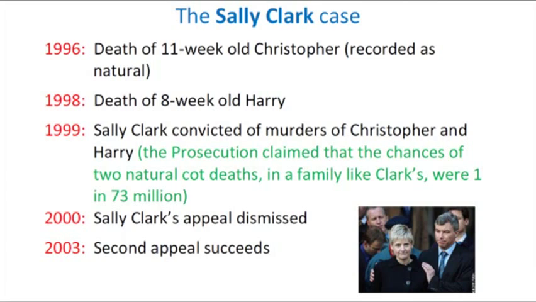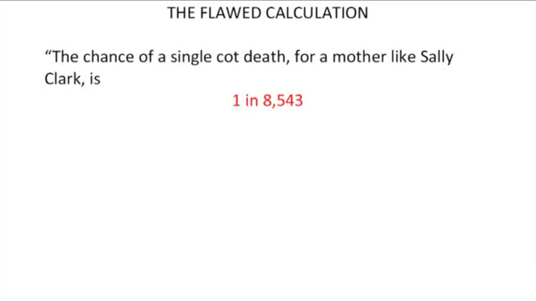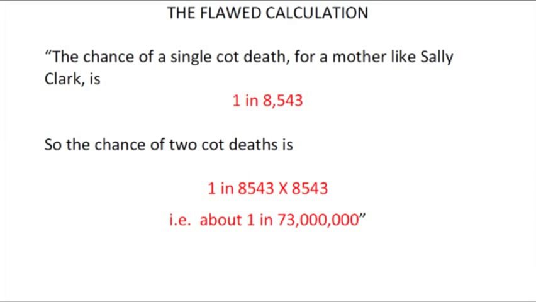Well, the second appeal succeeded in 2003, but let's have a look at this flawed calculation that led to the 1 in 73 million. From a reputable source, they used the figure of the chance of a single cot death for a mother like Sally Clark, that is a non-smoking and affluent family. The chance of a single cot death is 1 in 8,543. So they said the chance of 2 cot deaths is 1 in the product of that number with itself, that is about 1 in 73 million.